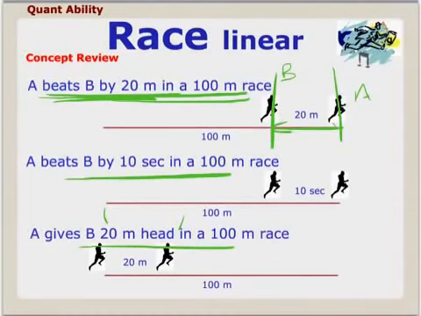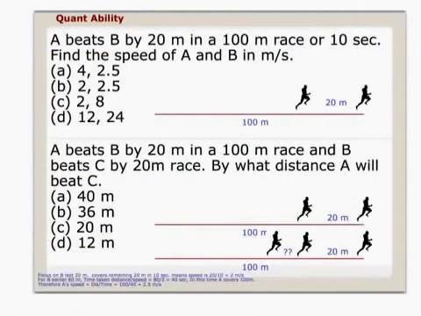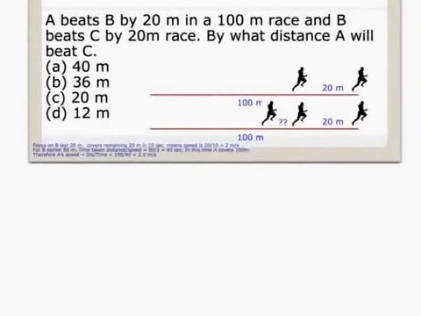Alright, if you understand this concept, try to solve this question. The first question is fairly simple, so I want you to do that later on. I will give you the answer for that. Answer is B. Yeah, so try this question. Let's pick up this question. A beats B by 20 meters in a 100 meter race. B beats C by 20 meters in a 100 meter race. How much will A beat C by? Fine. A beat B by 20, B beat C by 20.